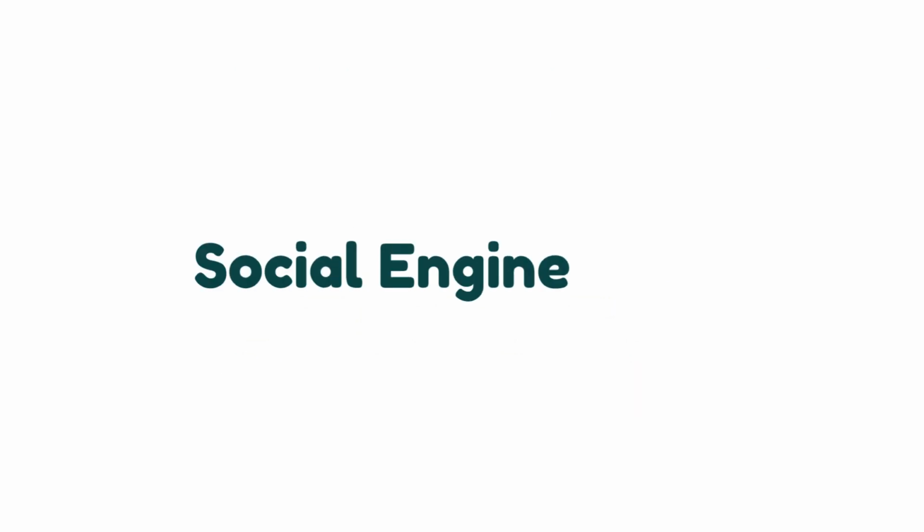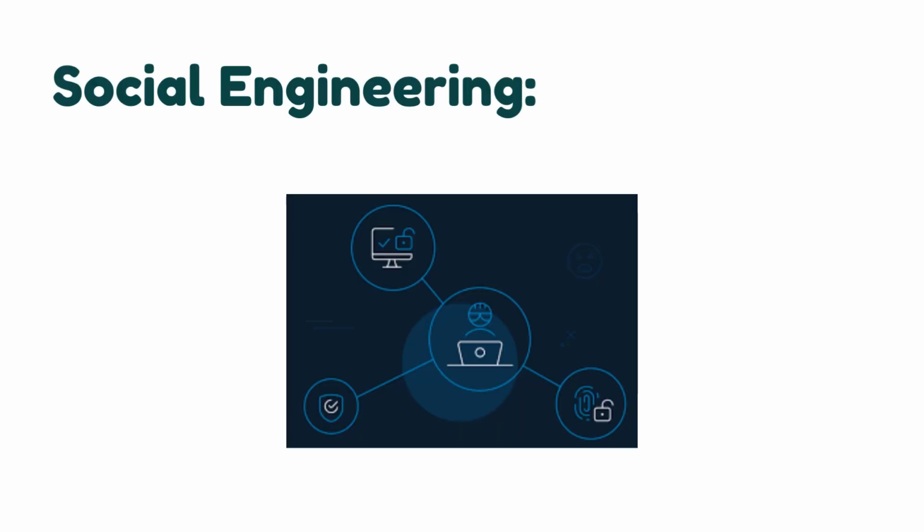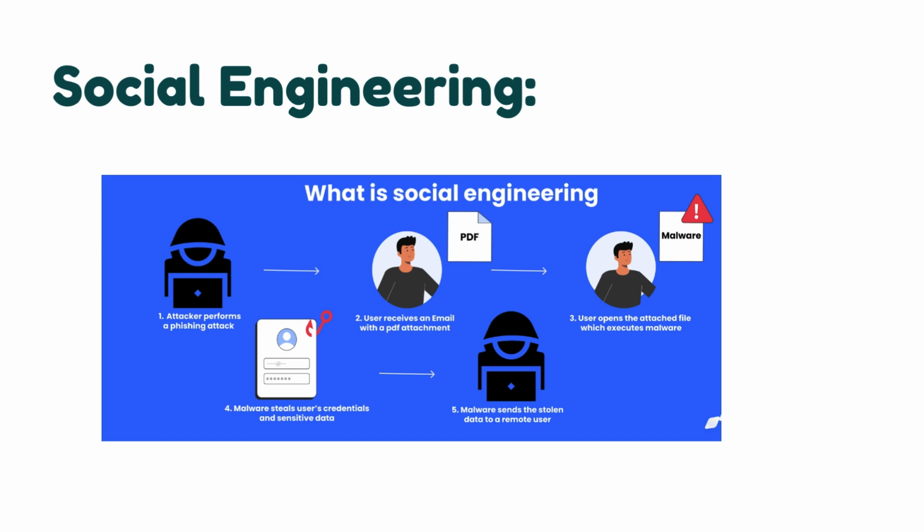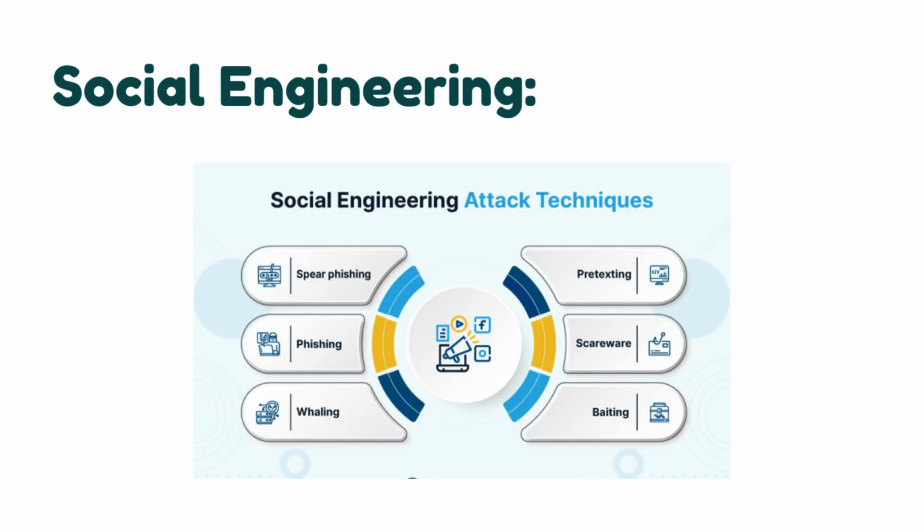8. Social engineering. Social engineering attacks exploit human psychology to manipulate individuals into revealing sensitive information or performing certain actions. Attackers may impersonate trusted individuals, use persuasive tactics, or exploit trust and authority to deceive their targets. We will delve into various social engineering techniques, such as phishing, pretexting, and baiting, and provide tips on how to recognize and defend against them.